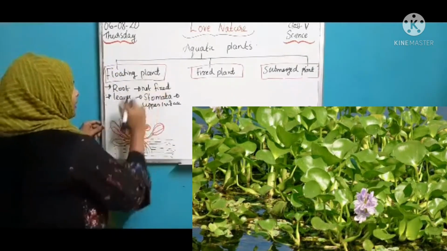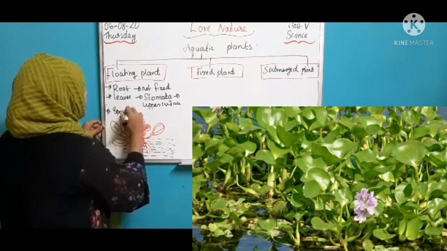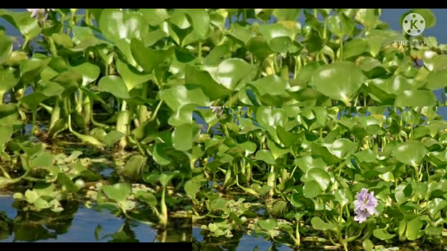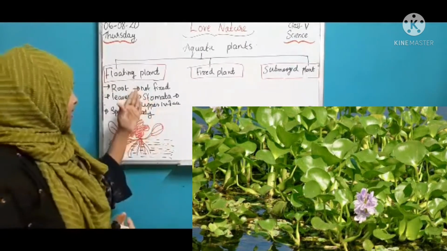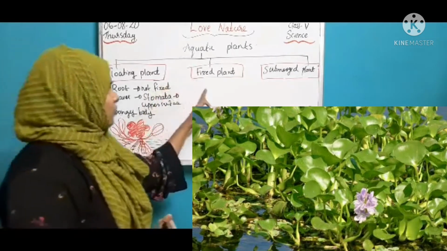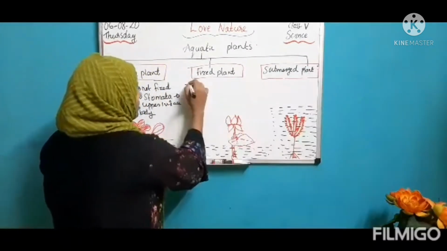Then what about its body? Its body is a spongy body. That means an air-filled body, so they can easily float on the surface of the water. Those are the main three adaptations in floating plants, for example, hyacinth. Next I am going to talk about the fixed plant. In fixed plants, what are the adaptations seen?